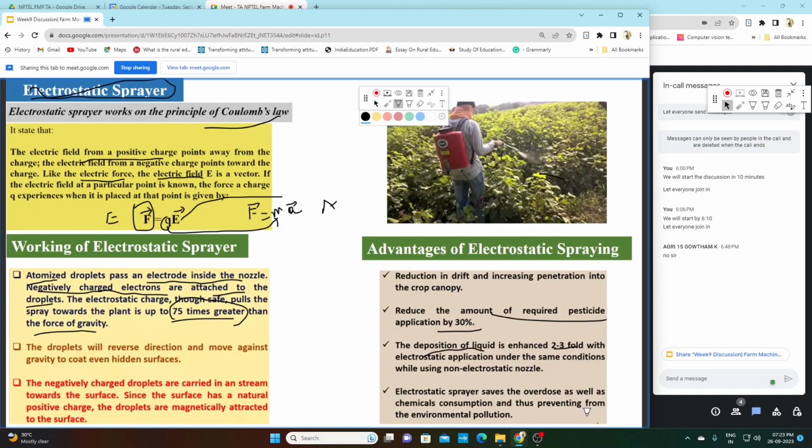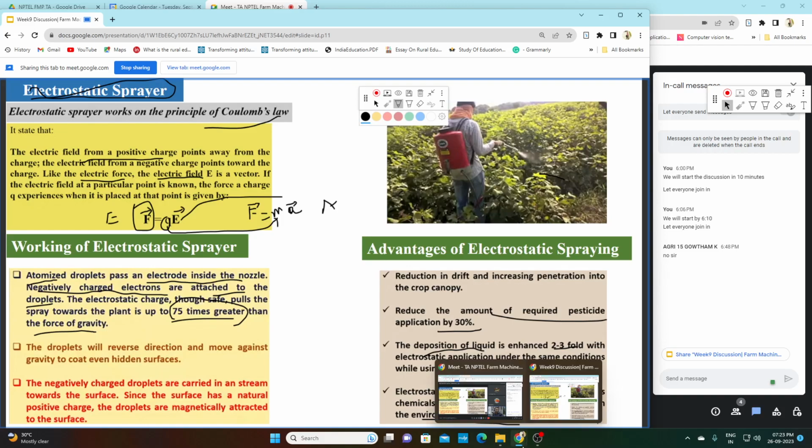Fourth is, electrostatic sprayer saves the overdose as well as chemical consumption, thus preventing environmental pollution. Okay, so as the liquid droplets are not falling to the ground and are attaching to the leaf itself, we are also preventing the environmental pollution. So these are some of the points regarding electrostatic sprayer.